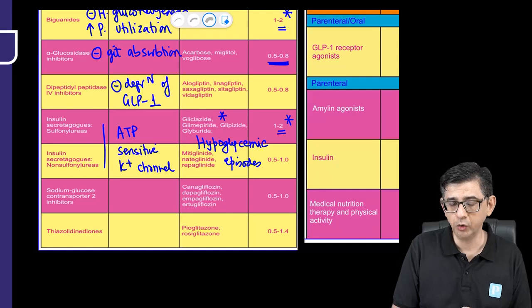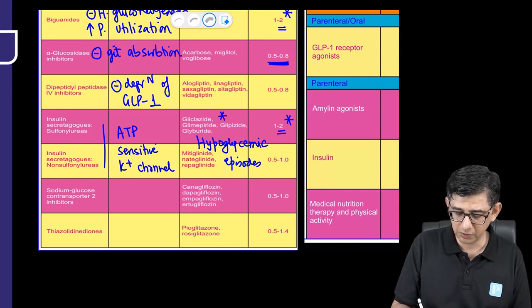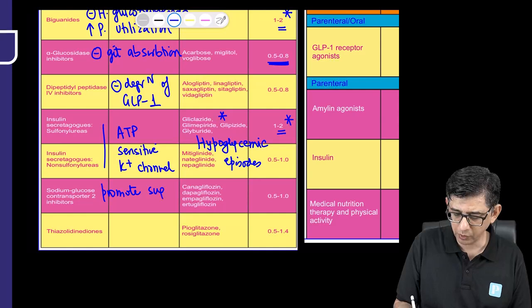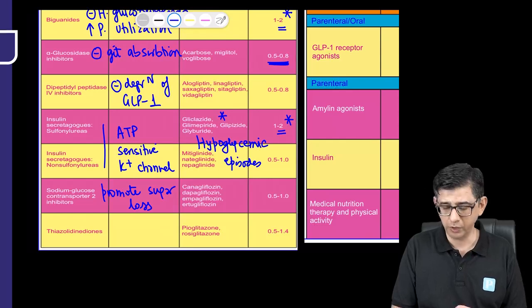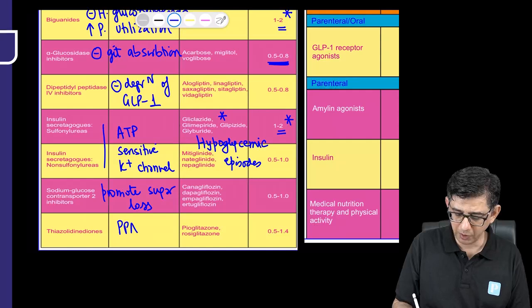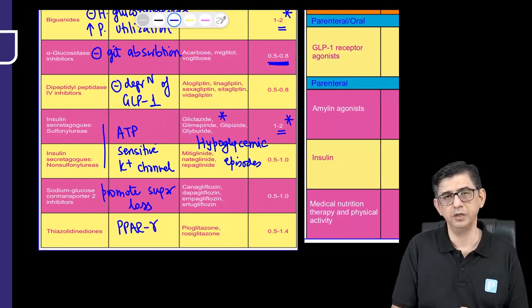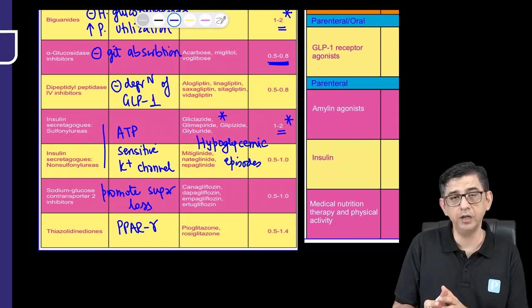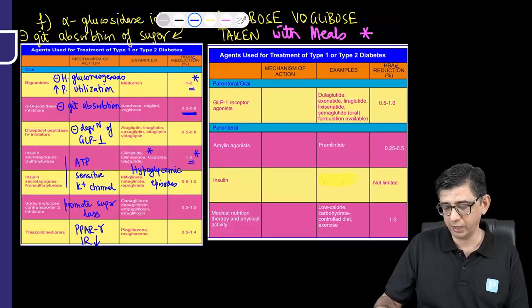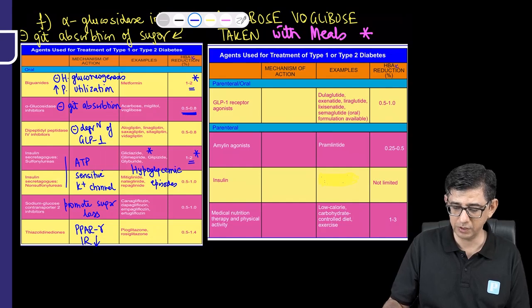Then comes SGLT2 inhibitors. So how are they working? They are basically working by promoting sugar loss in the urine of a patient. And the good news is, if you promote sugar loss, then the blood sugar will tend to come down. And apart from that, the benefit of CV mortality is there. Thiazolidinediones, as I've explained, act through PPAR gamma. The advantage of this PPAR gamma activation would be decrease in insulin resistance.